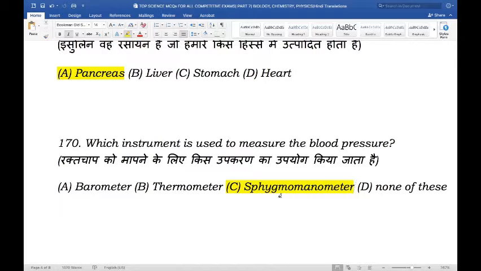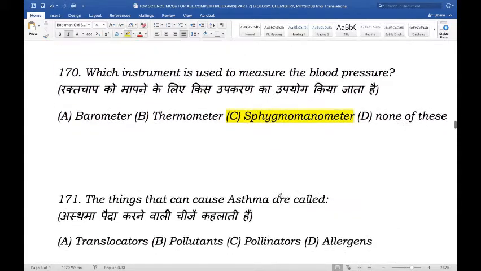The sphygmomanometer is composed of an inflatable rubber cuff, which is wrapped around the arm. Pressure equals arterial systolic pressure. So the blood that flows past the cuff creates turbulence and sound, which is detected.